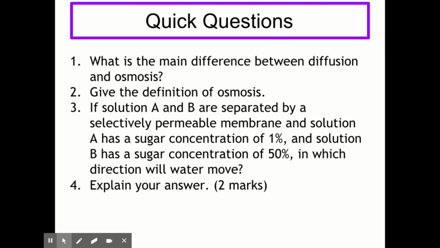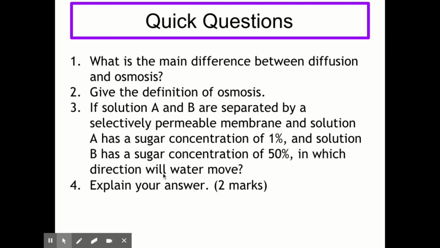So first thing we need to remember is this is water and not sugar that we're talking about. Solution A, they've told us, is 1% sugar, so that means it's 99% water. Solution B is 50% sugar, so it's 50% water. So solution A, 99%, solution B, 50%, so water's higher in A than it is in B, so it's going to move from A to B. So A to B is the answer for 3.